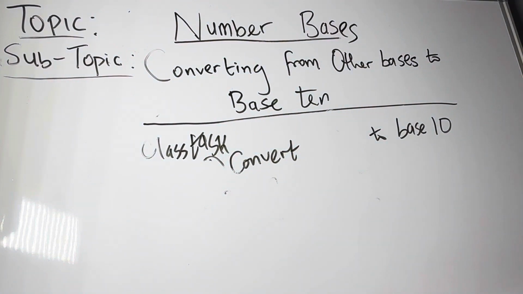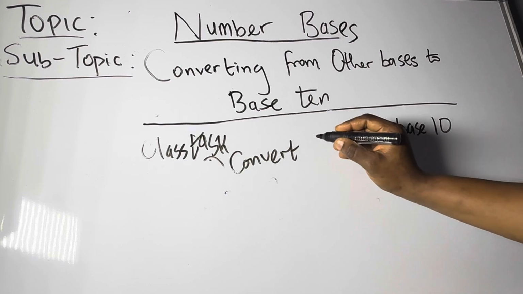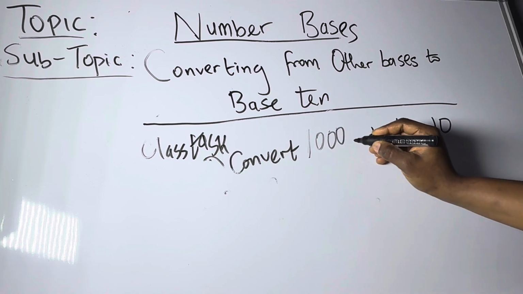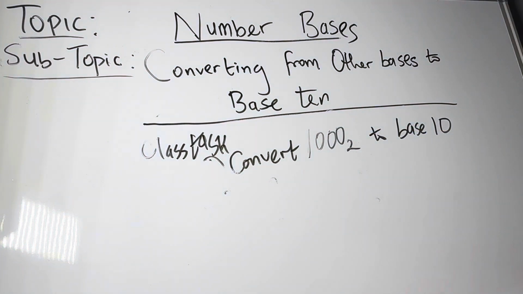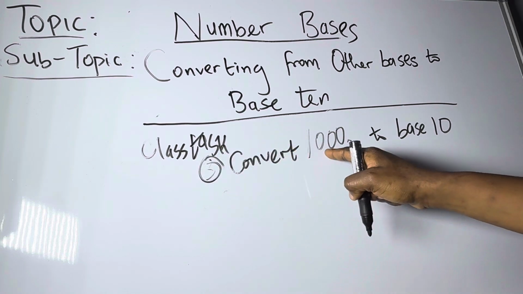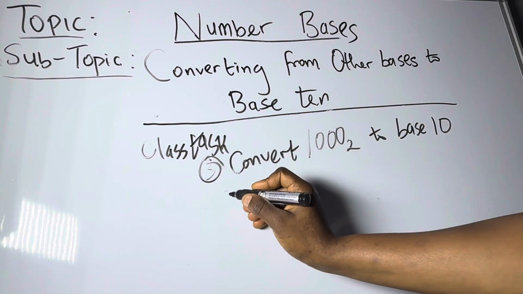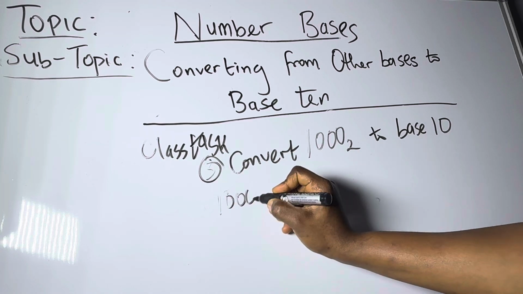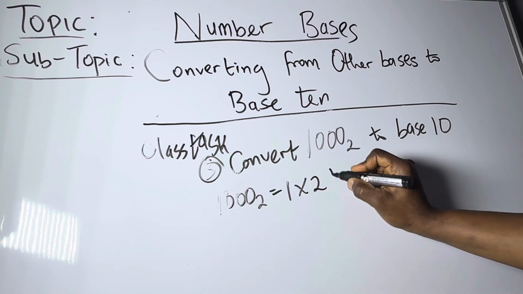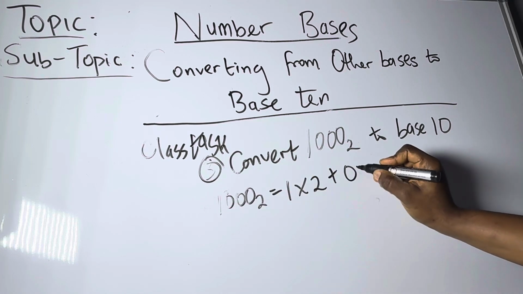Question 3 says, convert 1000 in base 2 to base 10. We are going to be multiplying the numbers by the base. So that means 1000 in base 2 equals, the first number here is 1 multiplied by 2 plus 0 multiplied by 2.